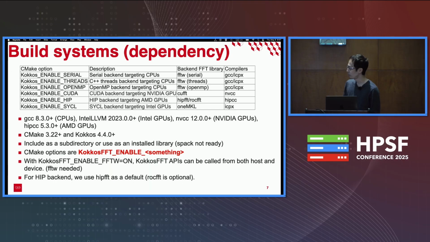This is the build system. We depend on CMake, and it basically supports the same compiler versions as the Kokkos backend. A key feature is that if you enable FFTW, even for the device backend, you can use FFT for both host and device, using FFTW on host and cuFFT on device, for example. This may be useful for initialization, for example.